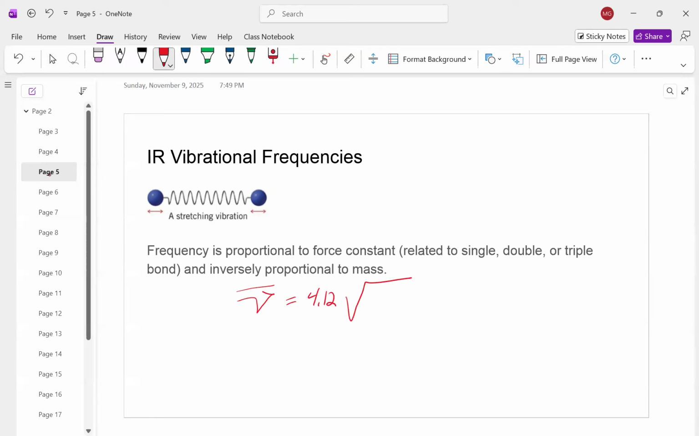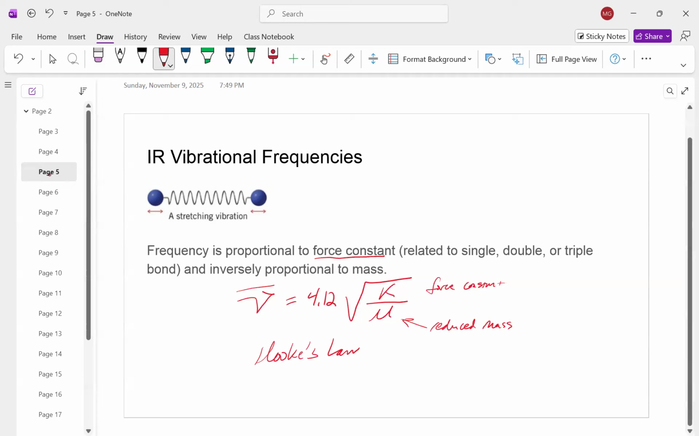But in this square root, we have something known as the force constant. And then we have something on the bottom term here known as reduced mass. Again, this is known as Hooke's law. So Hooke's law says that the vibrational frequency of a spring is directly proportional to the force constant, to K, and inversely proportional to the masses on the spring.